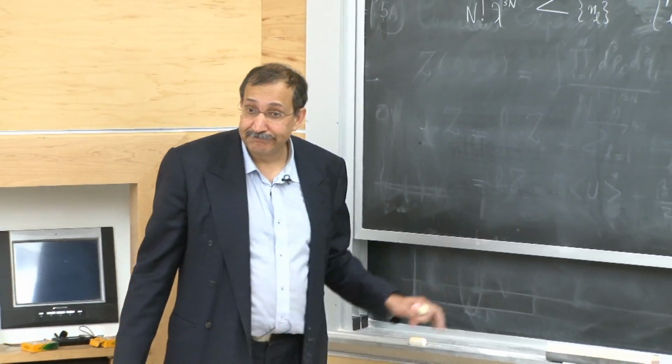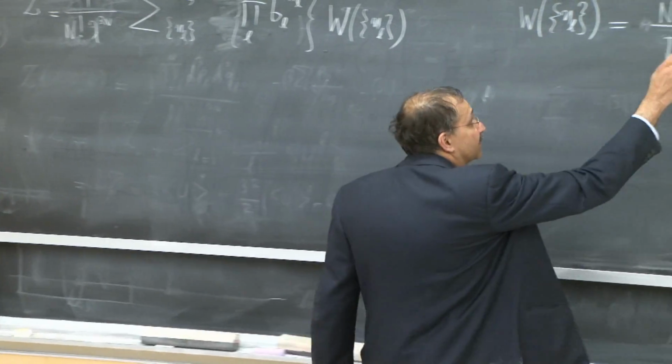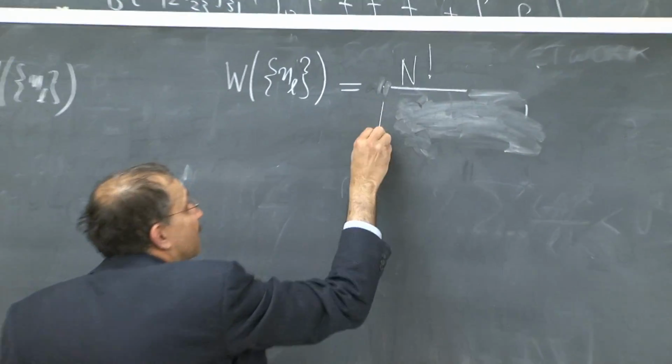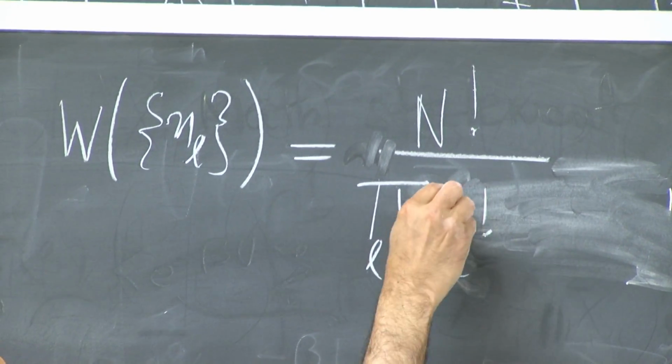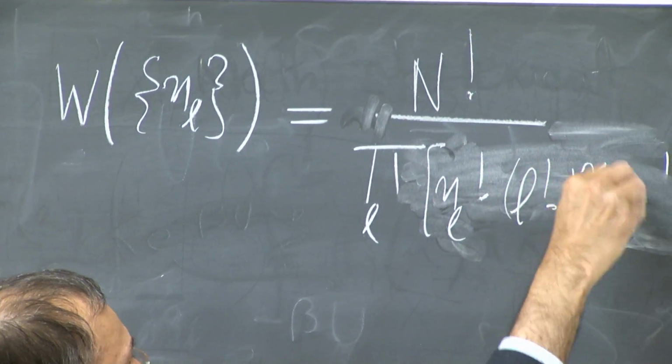Yes? Can I just clarify? Which is in the product? OK, so the n factorial is outside. So maybe write it better. For each L, I have to multiply N_L factorial and L factorial to the power of N_L.